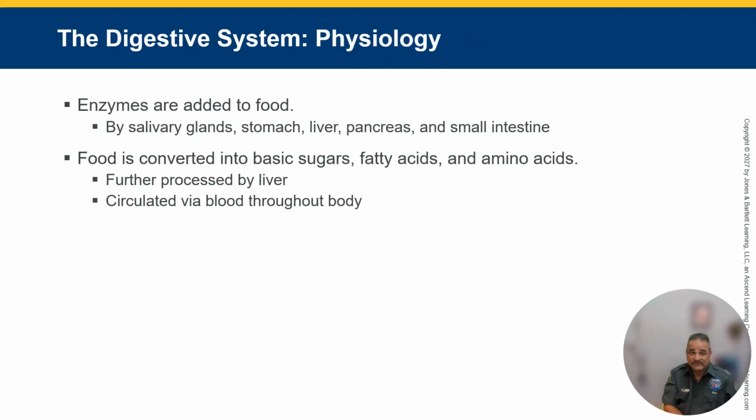So physiology, how does this work? Okay, how does the digestion work? Well, first off, enzymes are added to food. We swallow, and the enzymes are added to the food by the salivary glands that are in your mouth. It goes down with the food into the stomach, the liver and the pancreas and the small intestines. Okay, they convert the food to basic sugars, fatty acids, and amino acids.